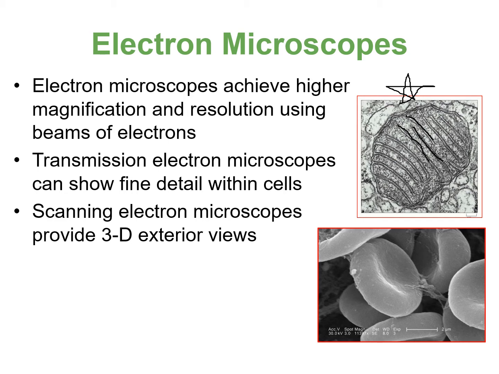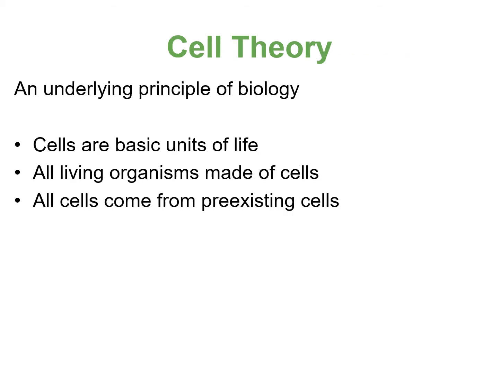And then the scanning electron microscope helps us to visualize the three-dimensional exterior views of different types of cells. So in this picture down here, you can see the biconcave disc shape of a red blood cell, or a couple of red blood cells, that are visualized using scanning electron microscopes. So now let's move on to the cell theory.